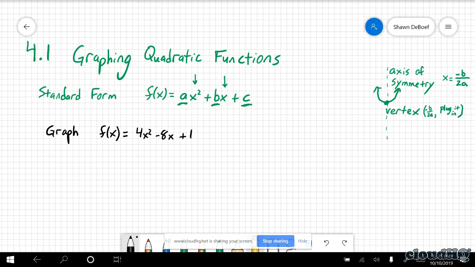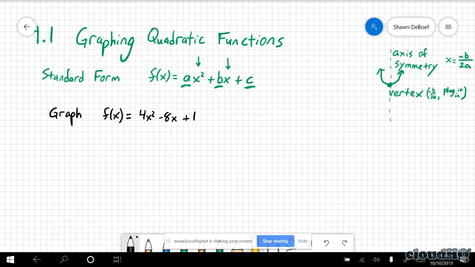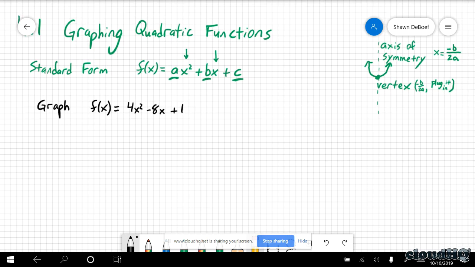But is this stretched or is this compressed? Do you recall? Hopefully you recall. We've been tested on it before. But you look at that a value, and if it's larger than 1, it's stretched. Our a value is 4, so we do know this one's going to be stretched. I'm not asking that question right now, but you should know that from a previous unit.